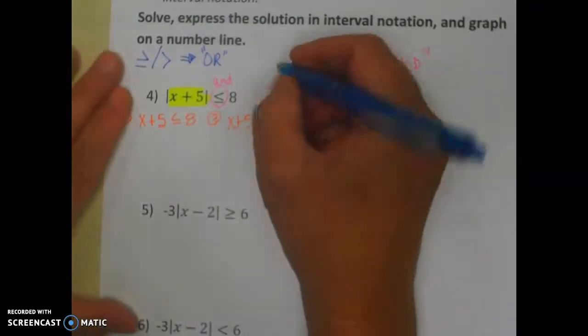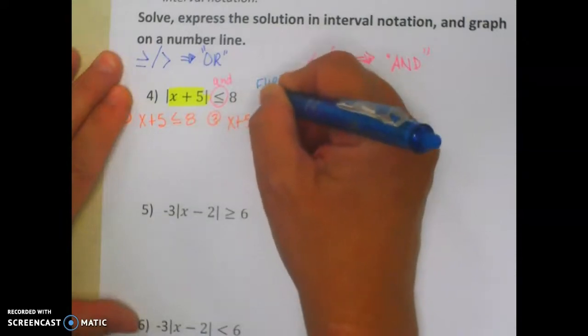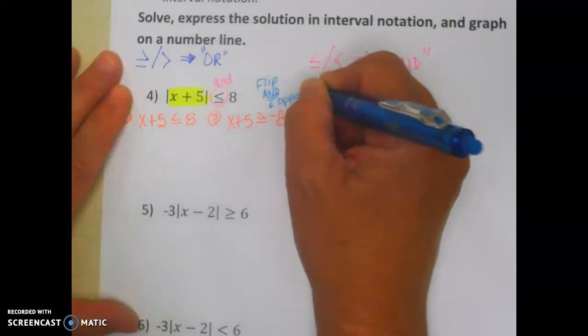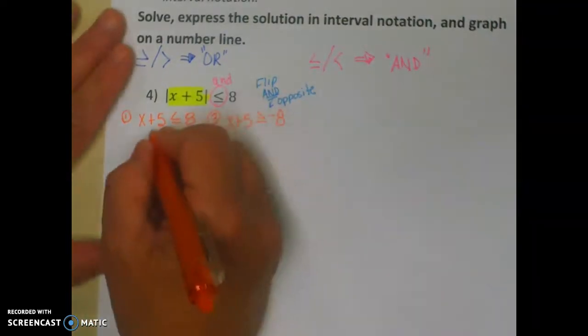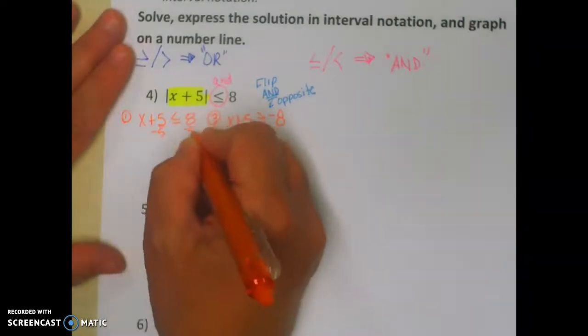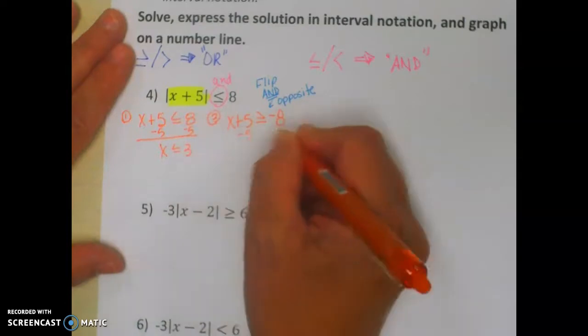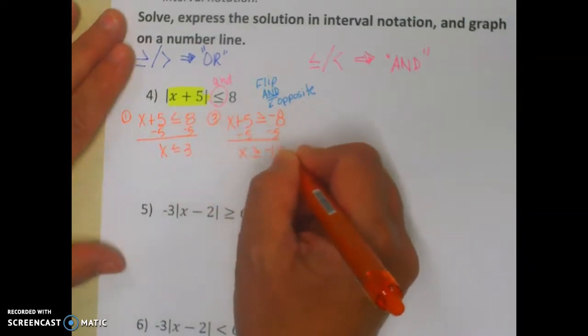So I'm going to point that out. You flip and opposite sign for the second equation only. And then you solve each of these. So if I subtract 5 from both sides, I have x is less than or equal to 3. Subtract 5 from both sides here, and I have x is greater than or equal to negative 13.